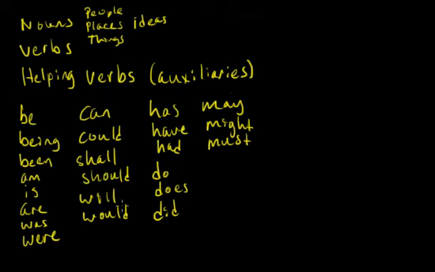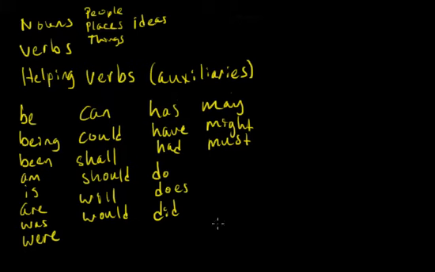In this column, we have 3 pairs of helping verbs or auxiliaries that start with the same letter and rhyme. Can, could, shall, should, will, would. Once again, can, could, shall, should, will, would.